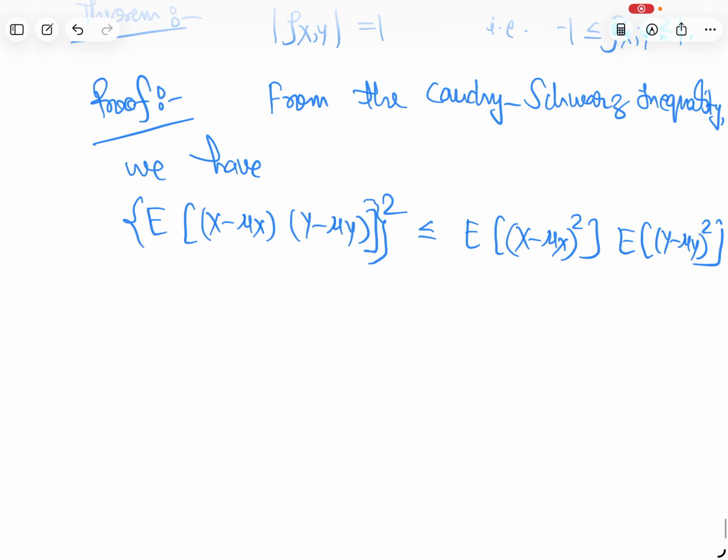So what can you say? What is the meaning by this way? What can you say? Modulus of rho xy is less than or equal to 1. Okay. It means correlation coefficient lies in between this range. Okay. Please note it.